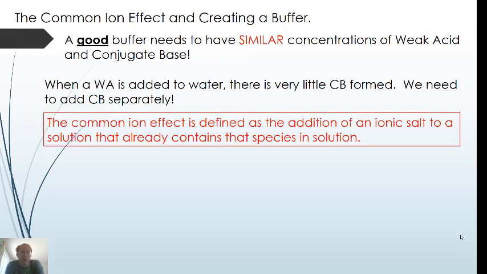And that's what we call the common ion effect. It is defined as the addition of ionic salt to a solution that already contains that species in solution. So basically, I need to add more of that conjugate base. However, that conjugate base is an anion. Right? I don't have a jar of anions on the shelf. I have a jar of neutral ionic salts.